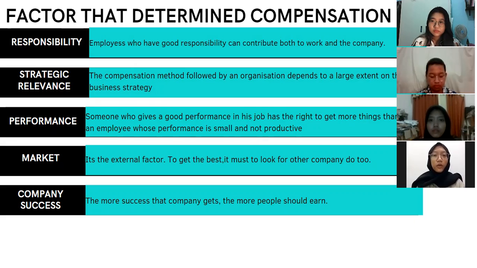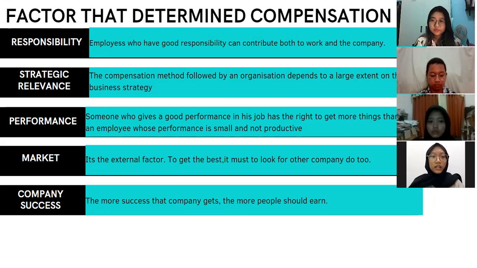Third is performance. Someone who gives a good performance in his job has the right to get more than an employee whose performance is poor and not productive. An employee who has good performance and always increases performance usually will also bring an increase in employee productivity. Employee productivity results in increasing turnover for the organization, which will also result in better revenue and ultimately an increase in the salary of its employees.